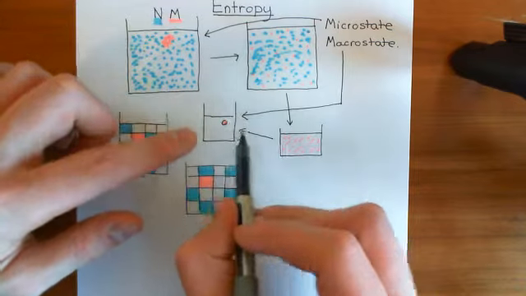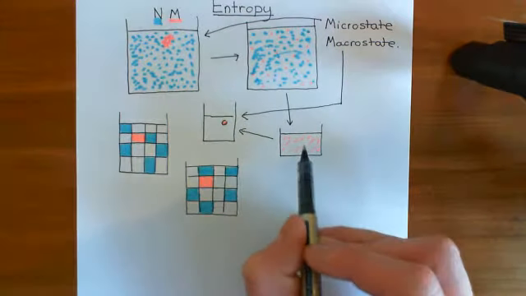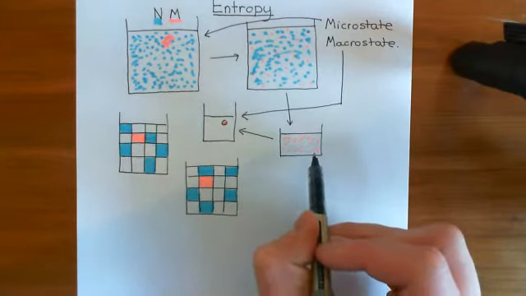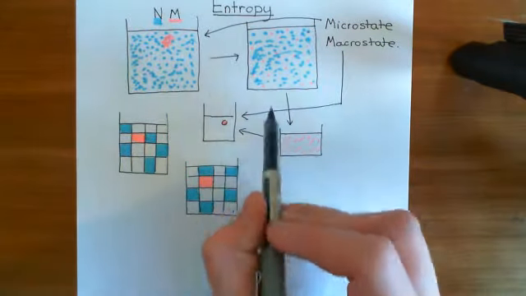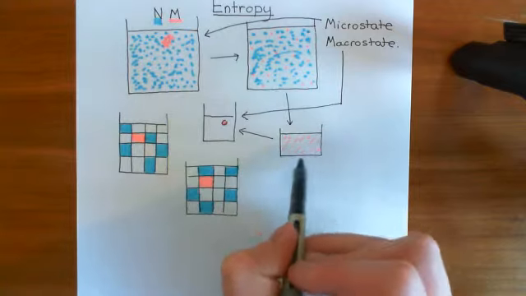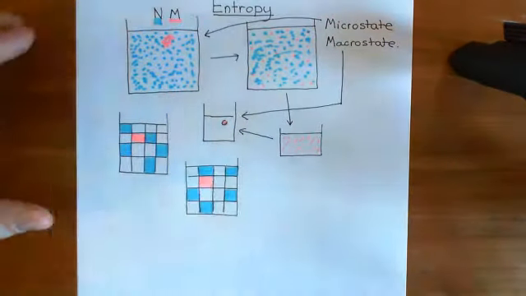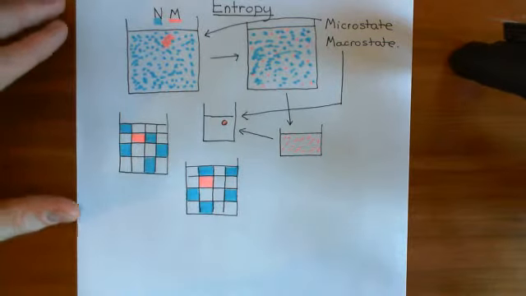So that means that the probability of the microstate of the system having a macrostate that looks like this is much lower than the probability that the microstate of the system will have a macrostate that looks like this, just because there are so many more microstates which give a macrostate that looks like this rather than this. So that really is the concept of entropy.